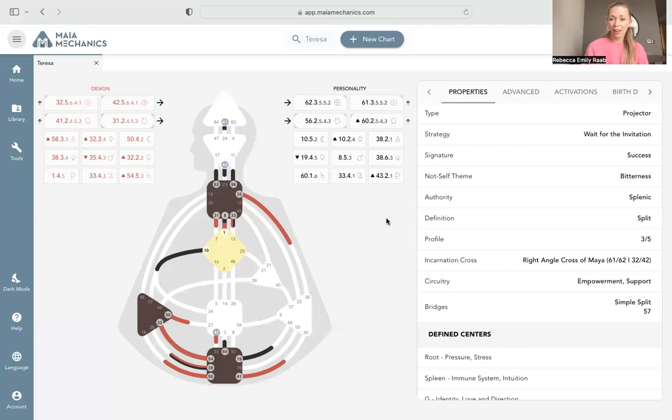So let's dive in. From your chart, we can see that you are a 3-5 splenic projector. You also have a simple split or a small split definition within your chart. Now, what does this mean, plus what we can see within the chart? Well, first of all, the biggest piece, we can see that you are a projector.